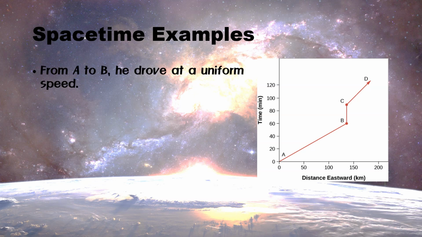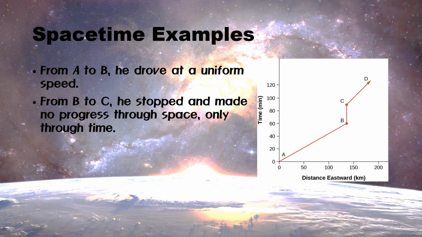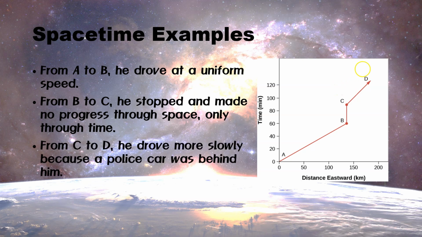So if we look at this from each individual point, from A to B, starting at the journey's beginning to here, you can see we drove at a uniform speed. And we know it's uniform because we have a very linear line. From B to C, you can see that the motorist stopped and made no progress through space, only time, because while time is continuing, the distance traveled has not changed. Then from C to D, we drove more slowly because, maybe there's a police car behind us, and so we don't have as rapid an expansion eastward.